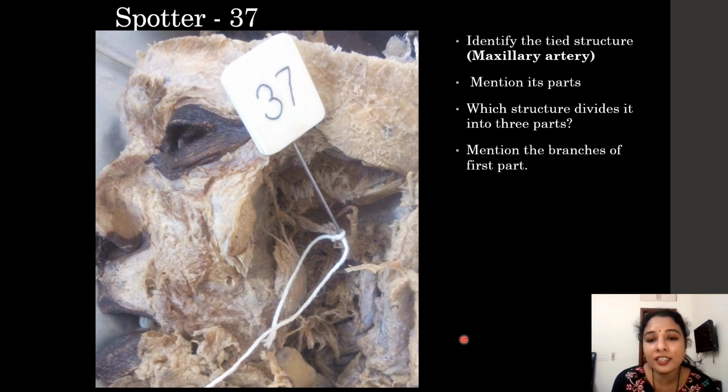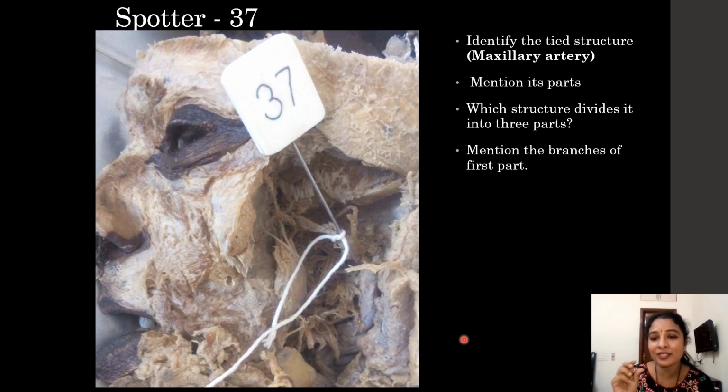Here the third question is, mention the branches of first part of maxillary artery, which is usually asked in the spotters. To remember the branches, we can remember the abbreviation DAMAI, D-A-M-A-I, which means peace in Malaysian language or Malay language.